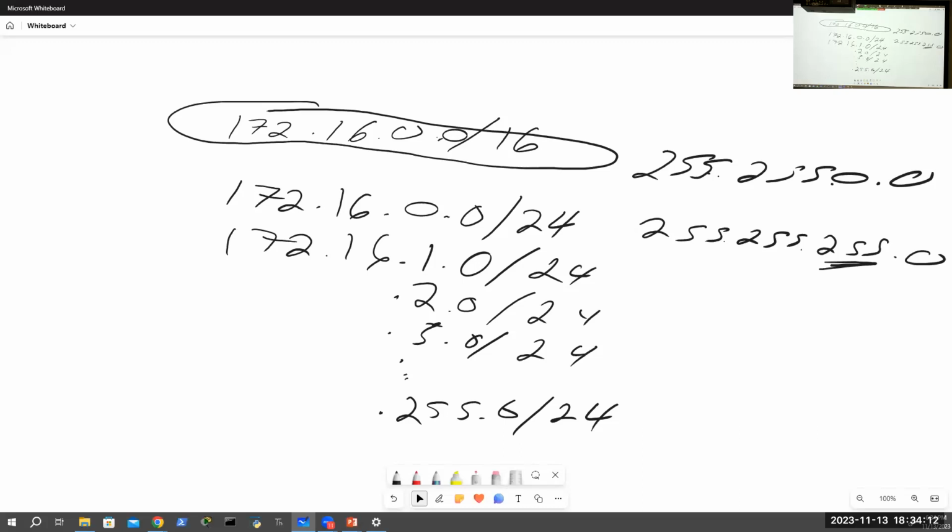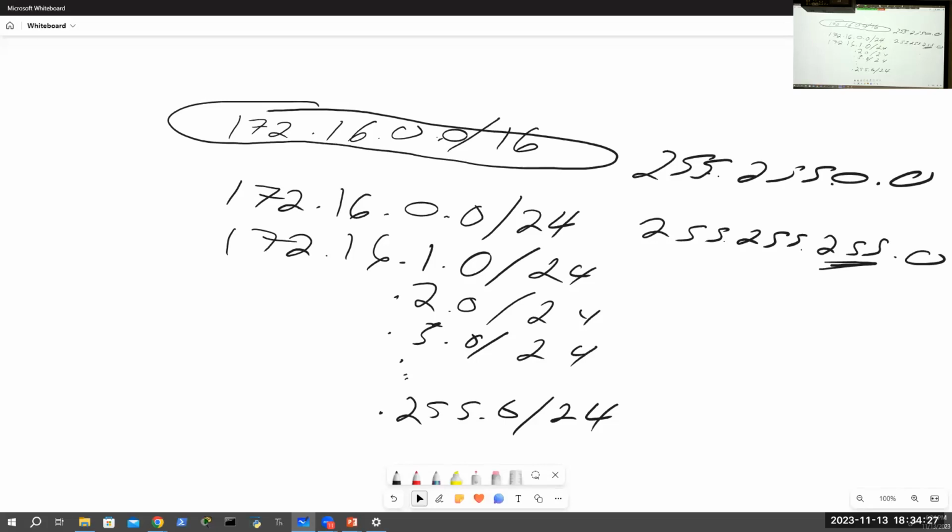CIDR notation, or prefix notation, you should always be able to translate that into a subnet mask.